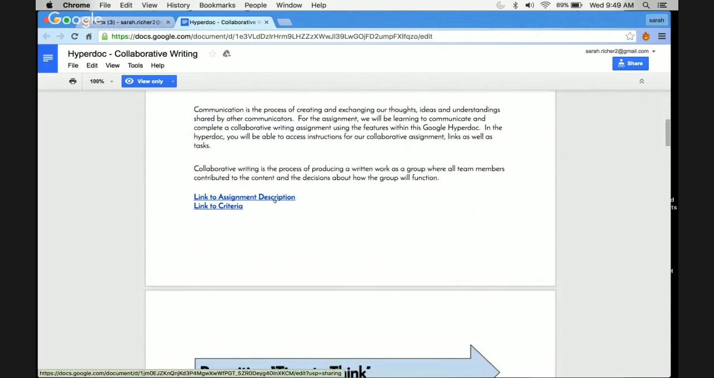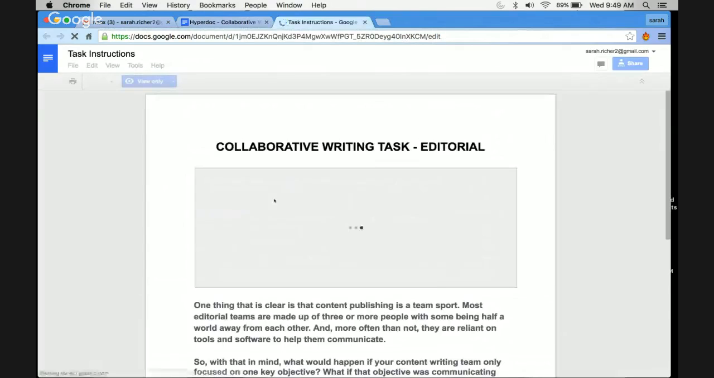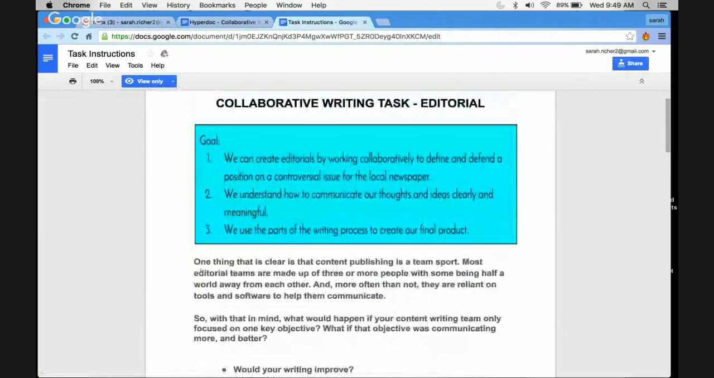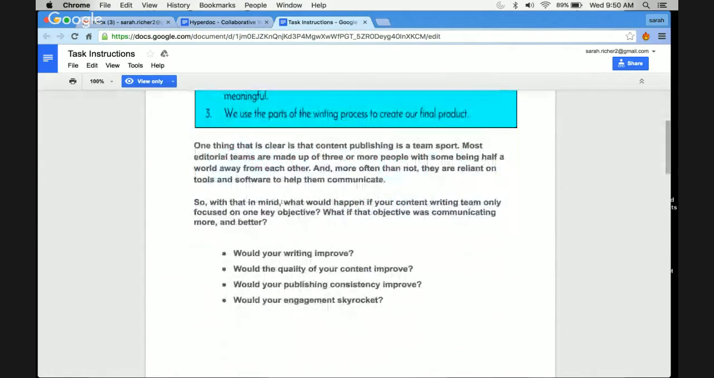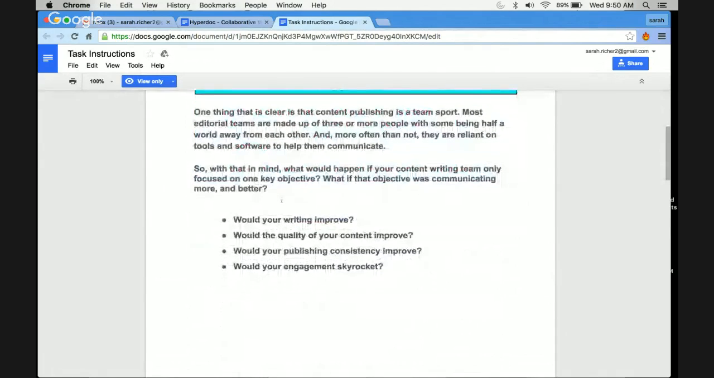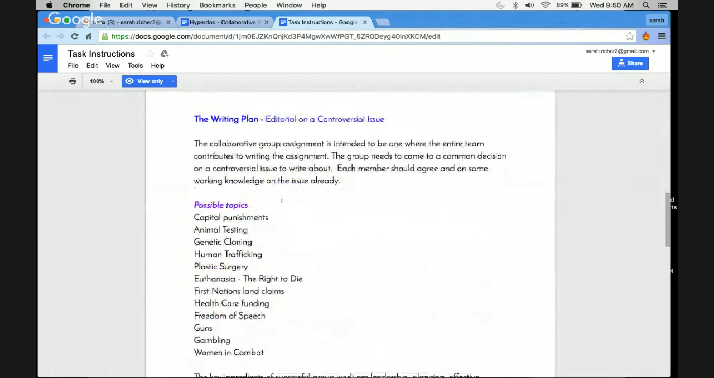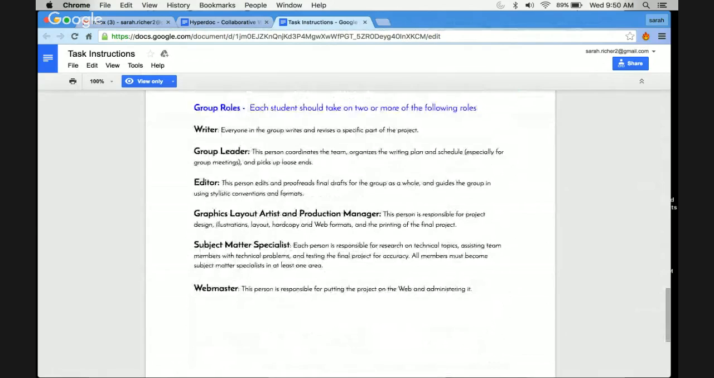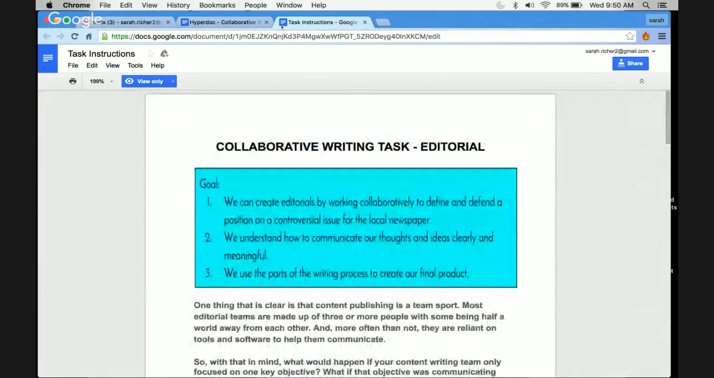So you can see as a hyperdoc, I can link over and students can go in at any time and see that they're working on an editorial. Here you see their goals as well. They know that they're working on a controversial issue, creating an editorial, but also that their other goal is how to communicate their thoughts and ideas clearly and working through the writing process. So you're helping them understand what that looks like, what it means to work as a team, their writing plan, possible topics, and some key roles they might want to undertake when they are working as a team. So getting them set up and what that may look like.